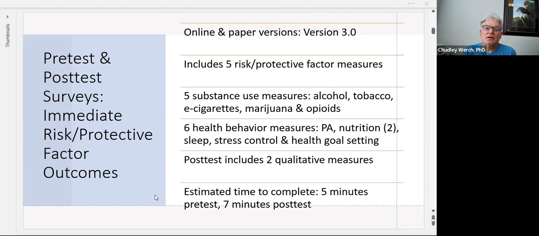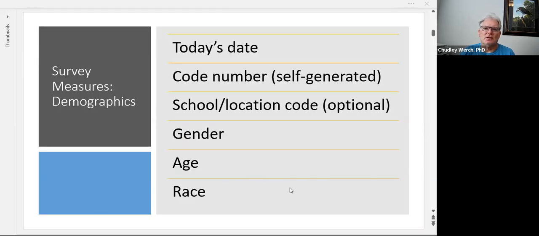How much time does it take to fill out these surveys? This risk and protective factor survey takes about 5 minutes to do the pre-test, takes about 7 minutes to do the post-test. They're not very long. Post-test is longer because it has those 2 qualitative items. Okay, makes sense. If you have any questions, let me know. I will address them at the end of today's session.